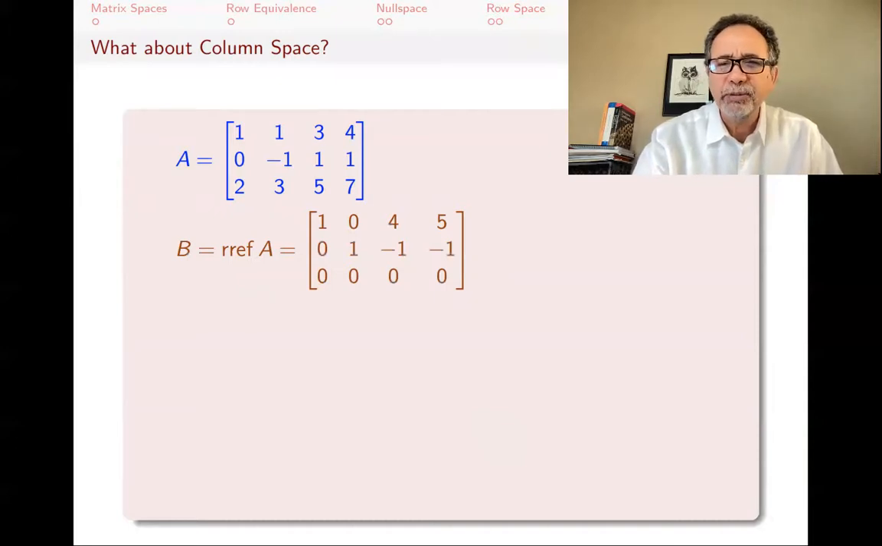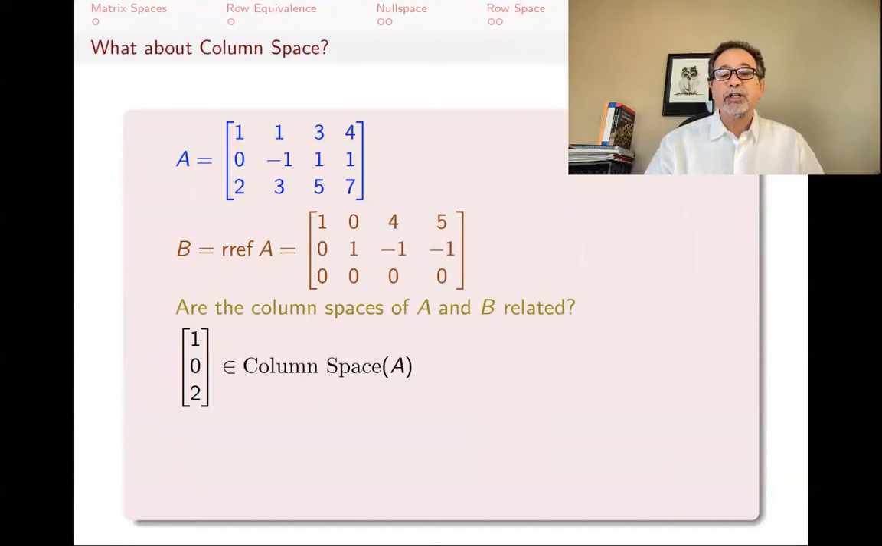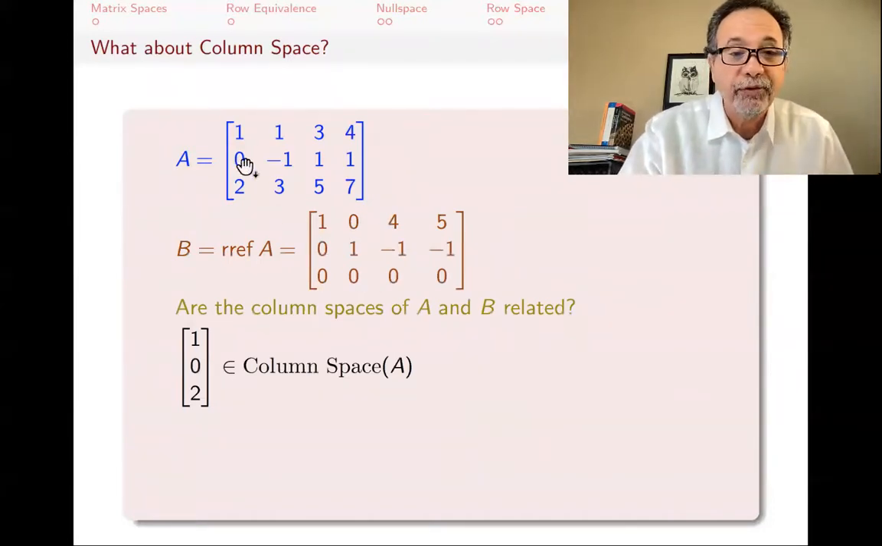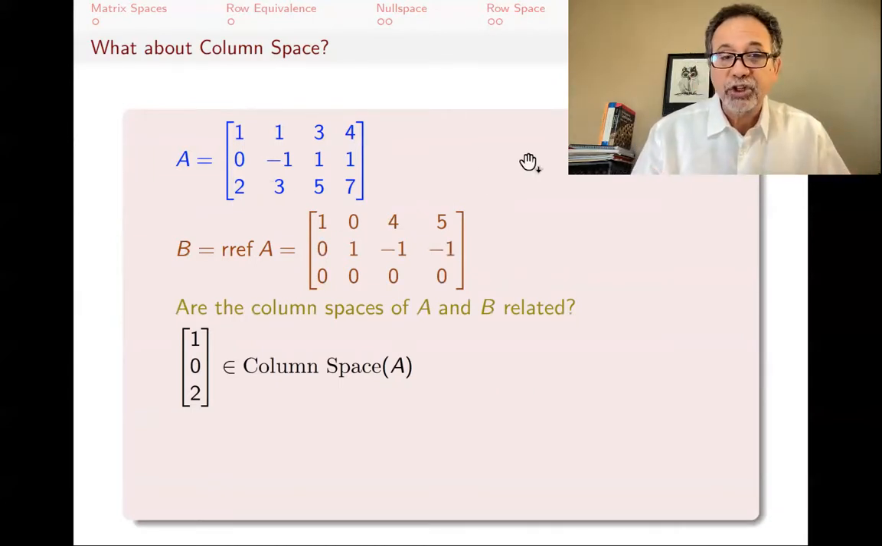And are their column spaces the same? Well, they're not the same because (1, 0, 2) is in the column space of A. How did I know that? Well, because that's one of the columns. That's actually the first column of A. If you're a column of A, you're in the column space. But column space is more than just the columns. It's the linear combinations of our columns. But (1, 0, 2) is in the column space of A.